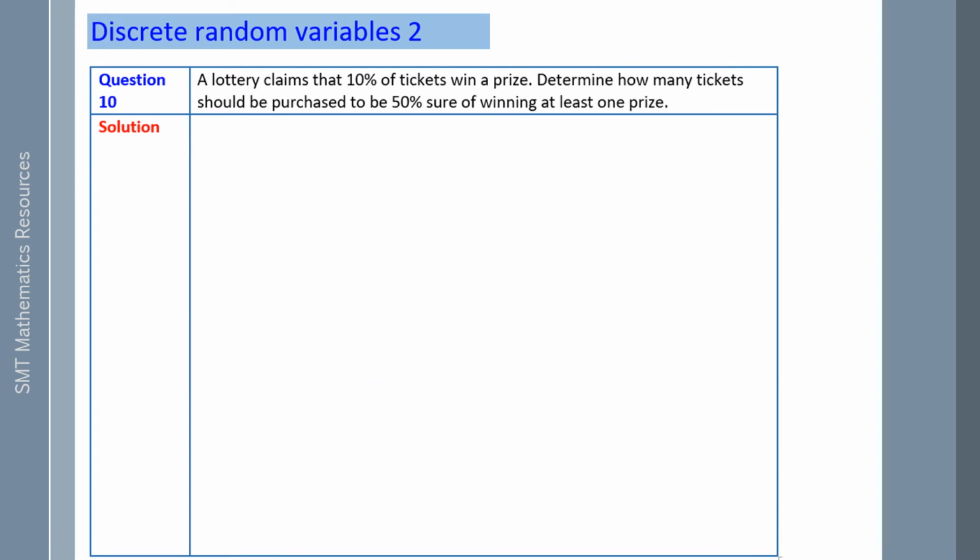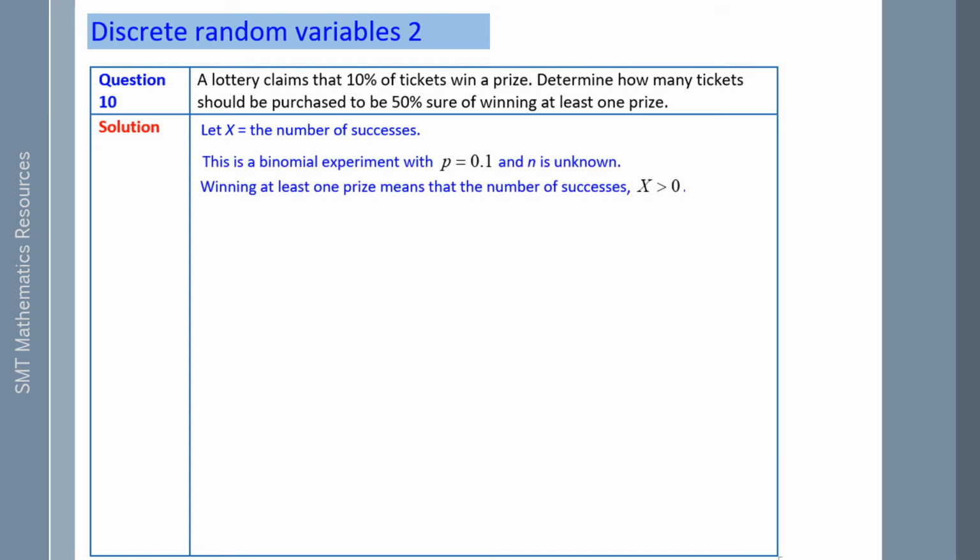Lottery claims that 10% of tickets win a prize. Determine how many tickets should be purchased to be 50% sure of winning at least one prize. So a bit of a thinking question. Let x be the number of successes. This is a binomial experiment with p being 0.1 and n is unknown.